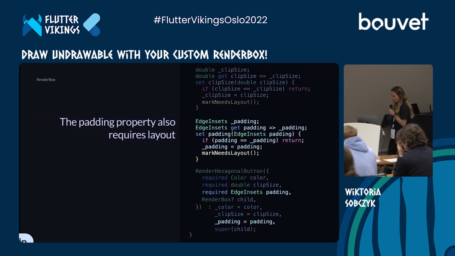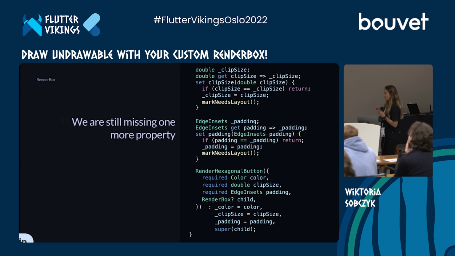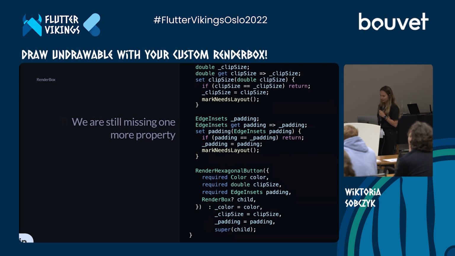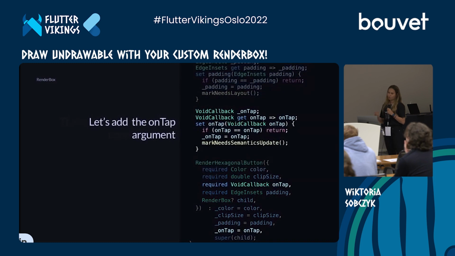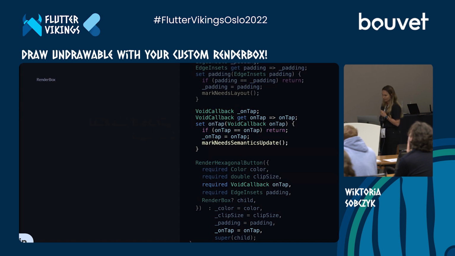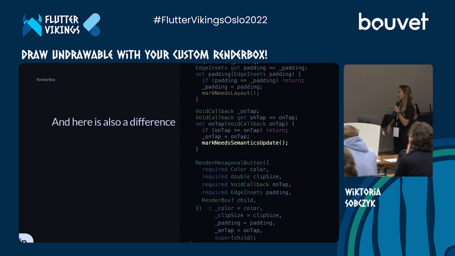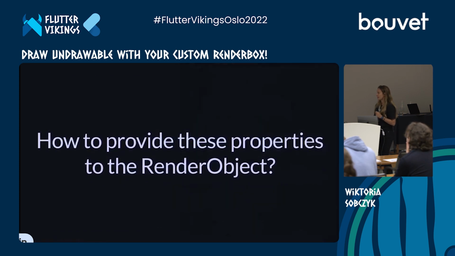And we also add the padding property. It's similar because we're changing our layout. So we have a similar example to clip size. And we are still missing one more property: onTap. It's really important for our button. And we have one important thing here that I will describe later. This is mark needs semantics update. I will take a deeper dive into this later in our presentation.